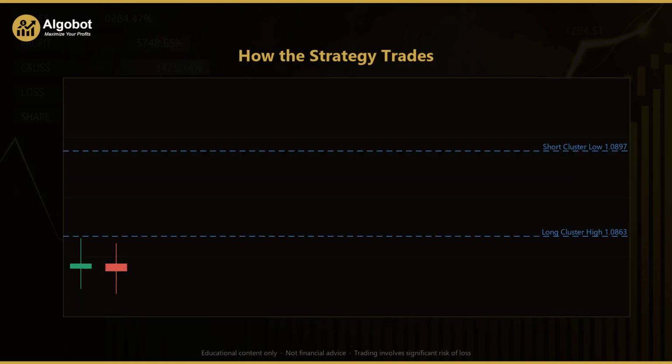Let's bring the whole idea to life on this chart. On screen, you can see a sequence of candles, and I've drawn two dashed reference lines. The long cluster high at 1.0863 and the short cluster low at 1.0897. Watch how the strategy uses each pocket of indecision.